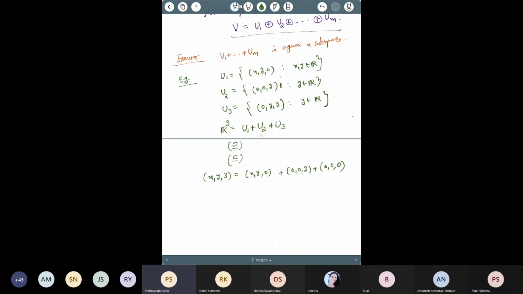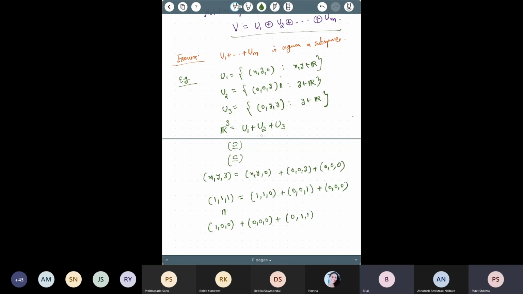So this can be written as, can you please write? So this can be written as (1, 1, 0) plus (0, 0, 1) plus (0, 0, 0). And this can also be written as (1, 0, 0) plus (0, 0, 0) plus (0, 1, 1). So this is not unique.